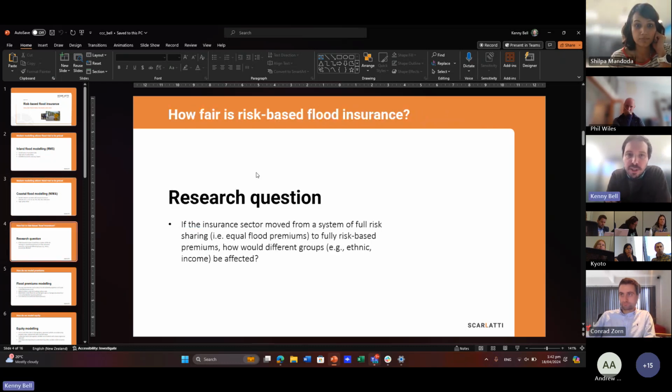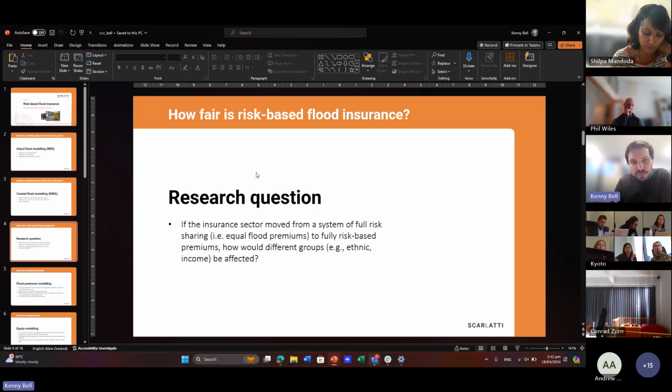Our research question is trying to answer: if the insurance sector as a whole were to move from full risk sharing, which is more or less the status quo, to fully risk-based premiums, how would different groups be affected? So talking about different ethnic groups, different income groups, trying to think about what the social implications are of this looming move to risk-based flood insurance.